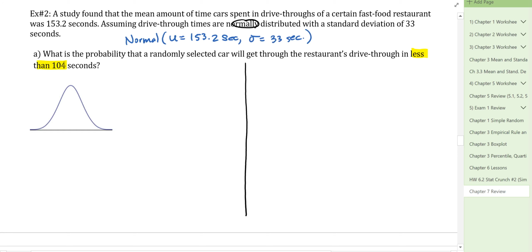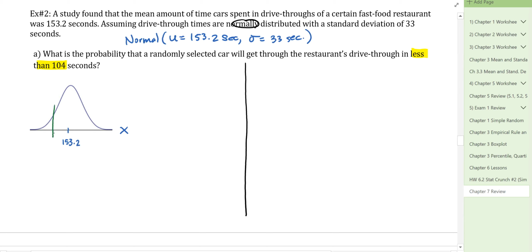So let's do my drawing. Let me draw the x first. This is my x, normally distributed. X represents the time spent in the drive-through. The mean here is 153.2 with a standard deviation of 33, and I want less than 104 seconds. I'm going to use the same curve for both z and x, so I'm not going to label it. So 104 has to be on the left of 153.2.